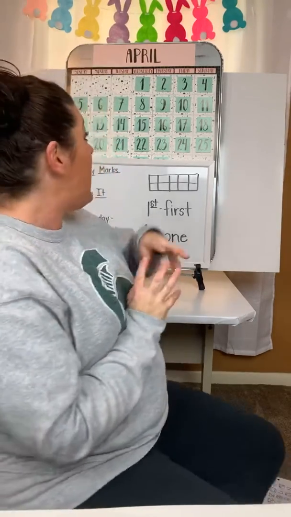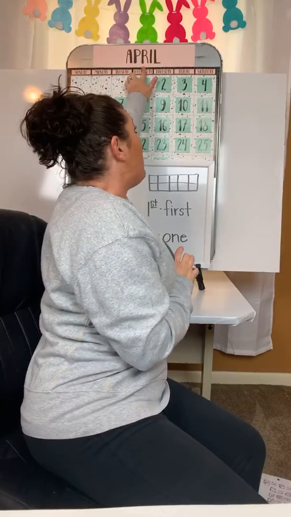Yesterday it was still March. Yesterday was the last day of March, March 31st. Does anyone know what the new month is? Our new month today is April. It is April now. So before we get to our calendar math, we're going to go through our months of the year. And we are going to go through all of them.